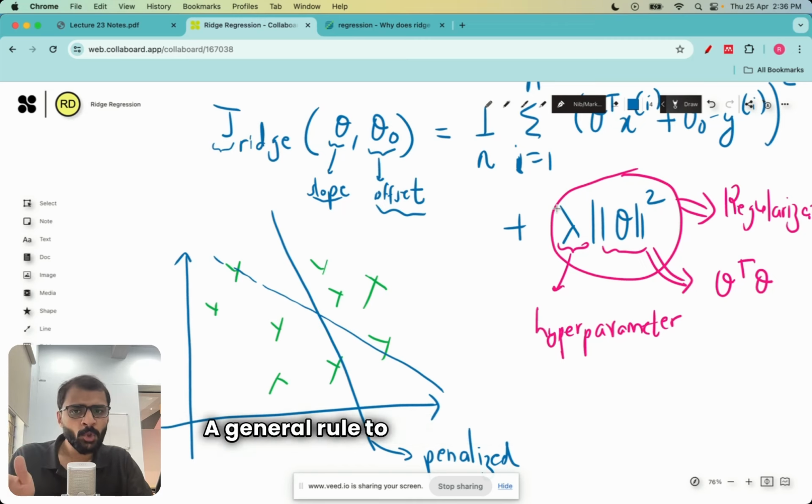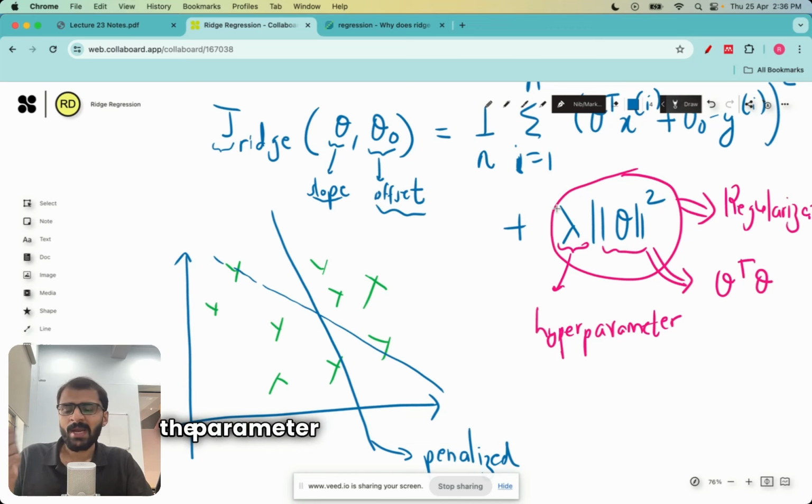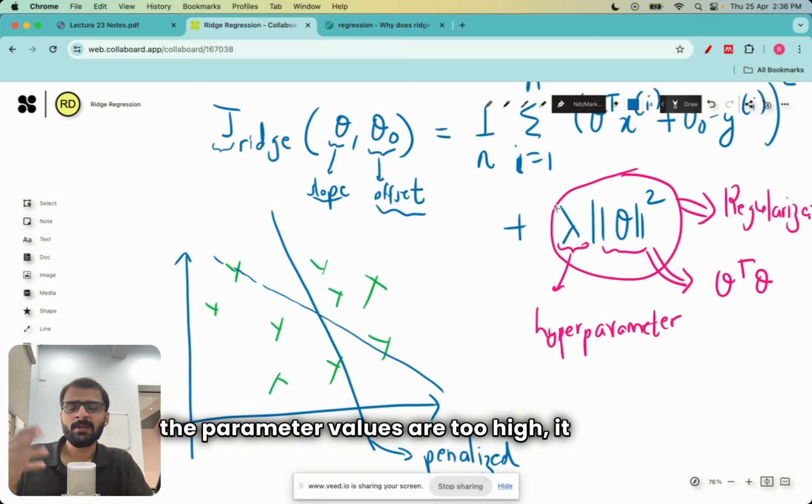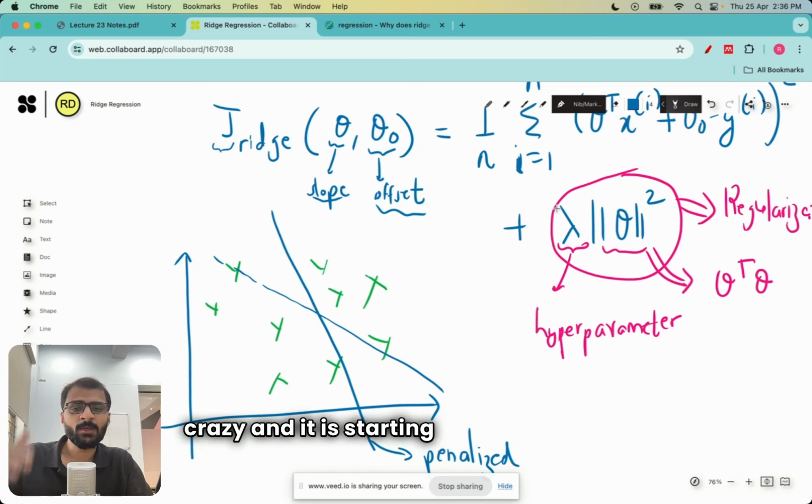A general rule to remember is that if the parameter values are too high, it means that our hypothesis has started to behave like crazy and it is starting to capture noise.